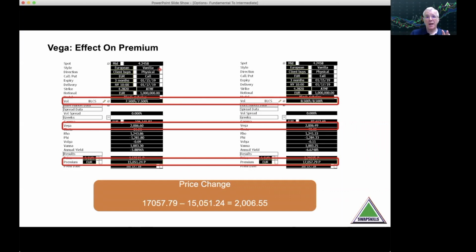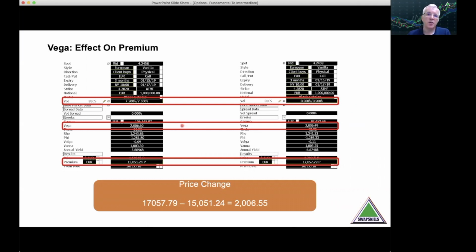The only real thing that's different on the inputs is the volatility. So with the option on the left, you'll see that what I've done is put in 7.5% volatility. And then on the right, we have 8.5% volatility. So just a one vol change. Going down, you'll see Vega. See this Vega here in the middle? It says 2006.6. What that means is if volatility moves up or down by 1%, the option will move in value by just over €2,000.